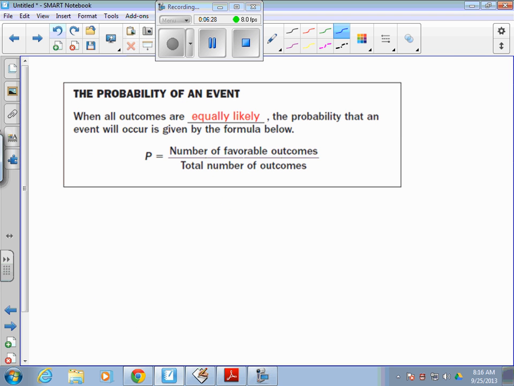Okay? When all outcomes are equally likely, the probability that an event will occur is given by the formula: the number of favorable outcomes over the total outcomes. That goes back to the quick note we made a second ago, when they're equally likely. That means if you put 3 things at random in a bag and you pull one, there's an equal chance of you grabbing any of the 3 of them.